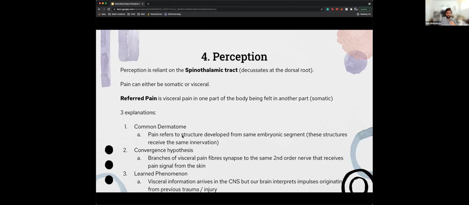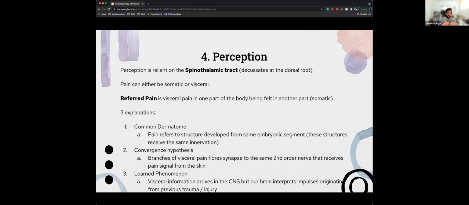Well, we can sort of know. But the first one is common dermatome, so that the pain refers to structures. If you have the same embryonic segments, and embryonic basically means, I don't know how much embryology you guys have covered, they're deriving from the same areas.